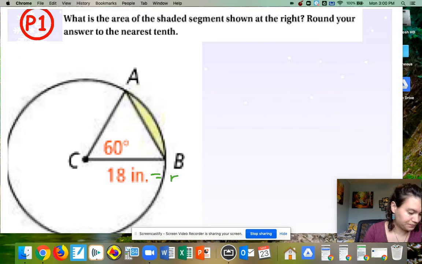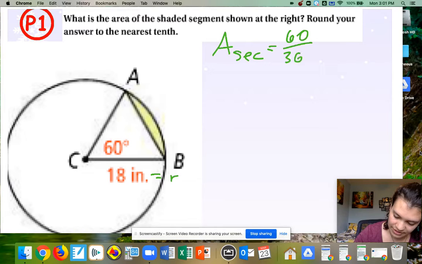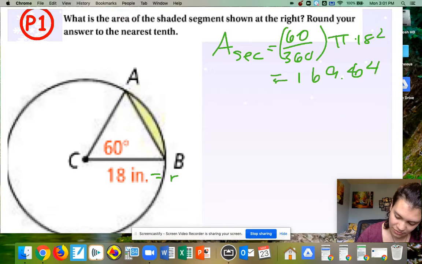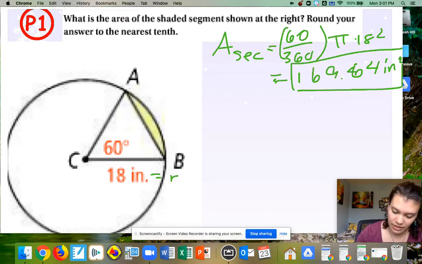is 18. So the first step is we want to find the area of the sector. So the area of our sector is going to be our angle, so 60 over 360 times pi times our radius squared. Type that all in, you should get 169.64 inches squared. That's the first thing you do. Next, we need to find the area of this triangle.